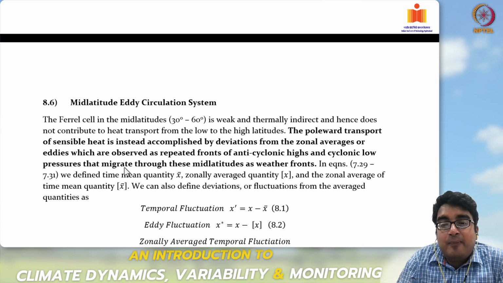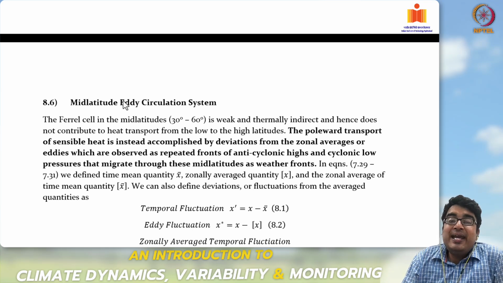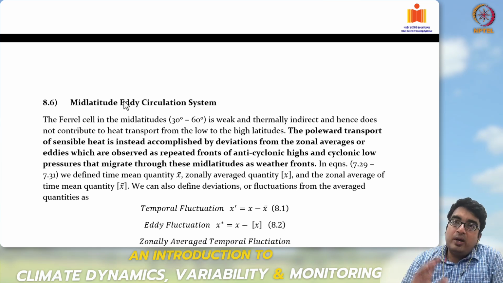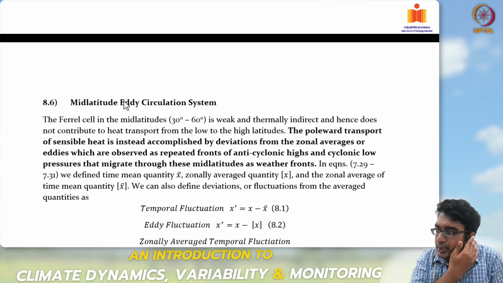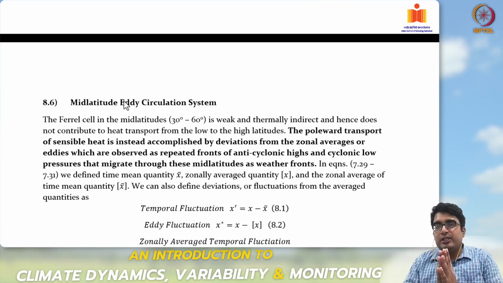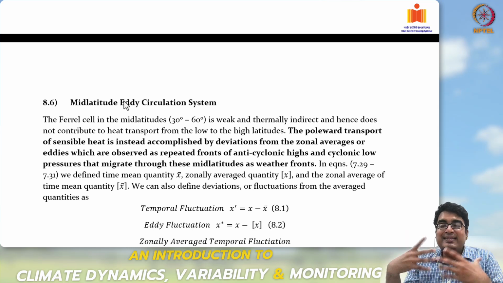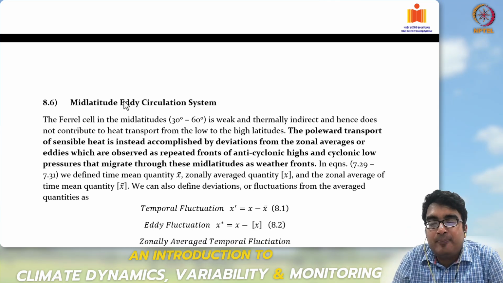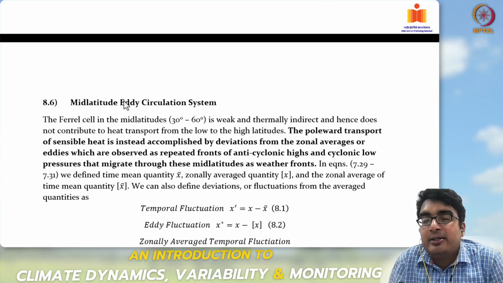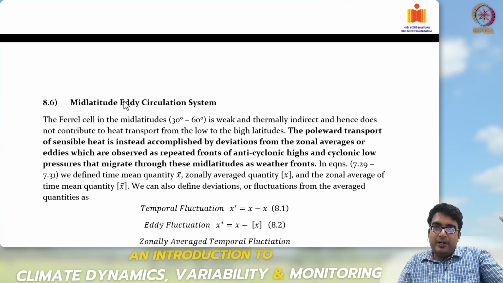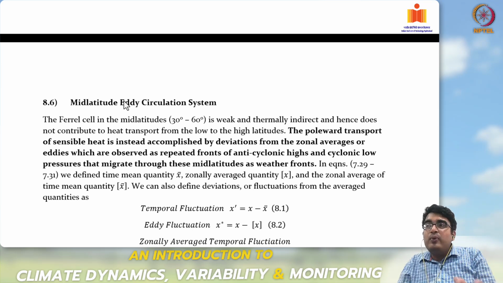These deviations from zonal average are called eddies. So we are calling them the mid-latitude eddy circulation system. What you see in the weather front, and you will see this clearly if you look at the international weather, is that the mid-latitude region, 30 degrees to 60 degrees, is buffeted by repeated cyclonic and anticyclonic weather patterns, and these patterns are what bring either cold winds from the polar low pressure zone or warm dry winds from the subtropical high pressure zone.